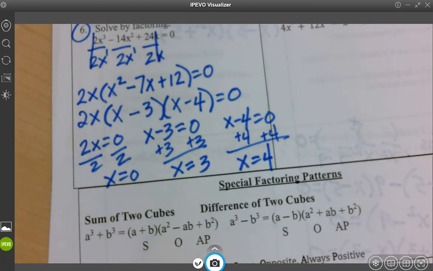All right, so we just set each factor equal to 0, because when you multiply 3 things and your answer is 0, one of those 3 things has to be 0. No other way to get 0 as your answer.